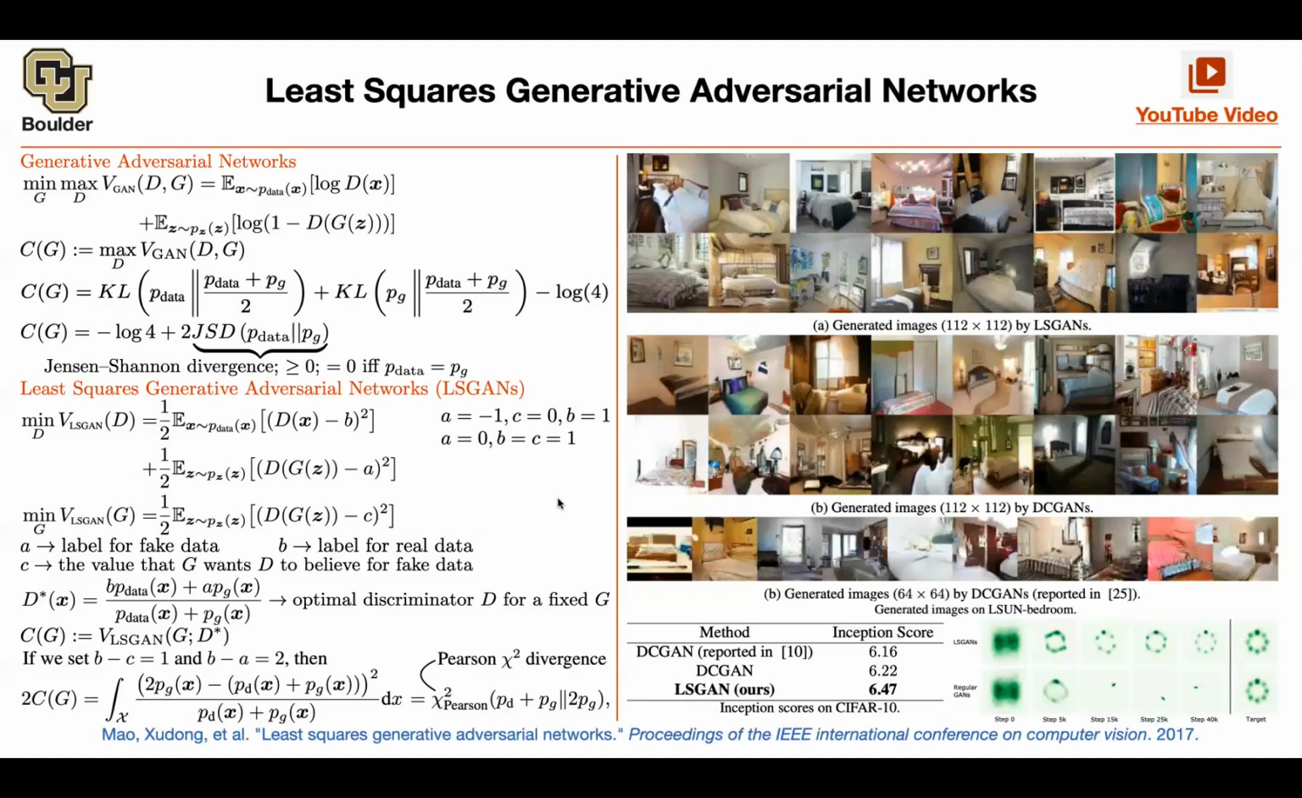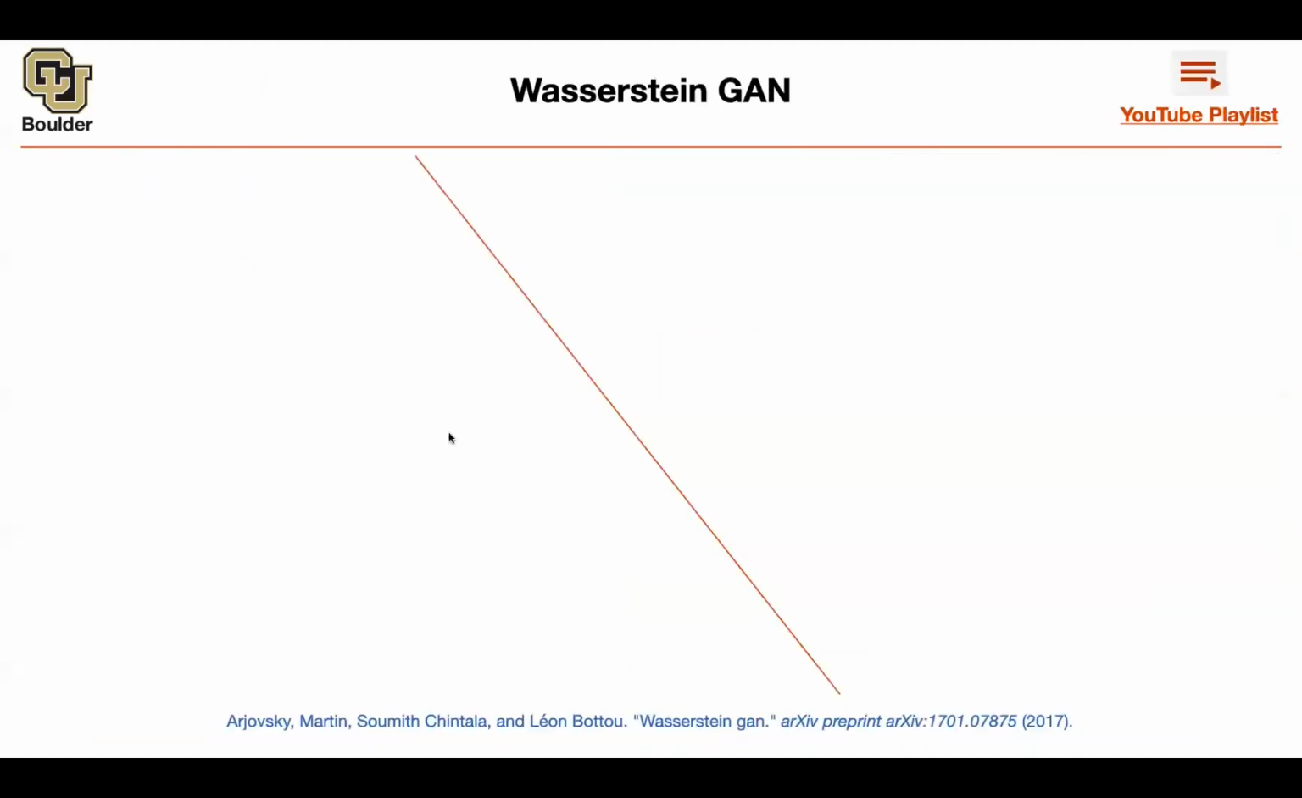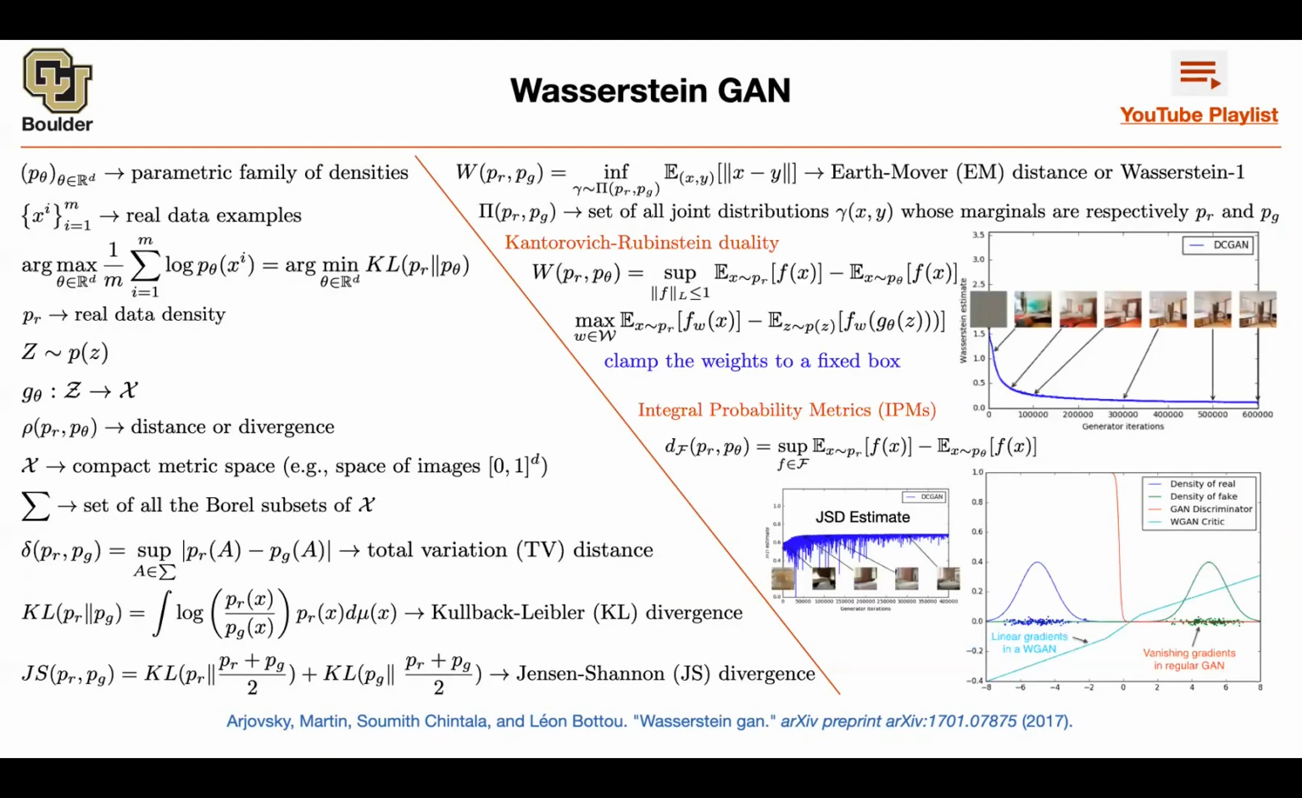I guess we can move on to Wasserstein GAN. Again, you're working on the loss function and your divergences. Wasserstein GAN is another divergence. The video is online, so I'm not going to spend too much time. As for the overview, what are we doing?